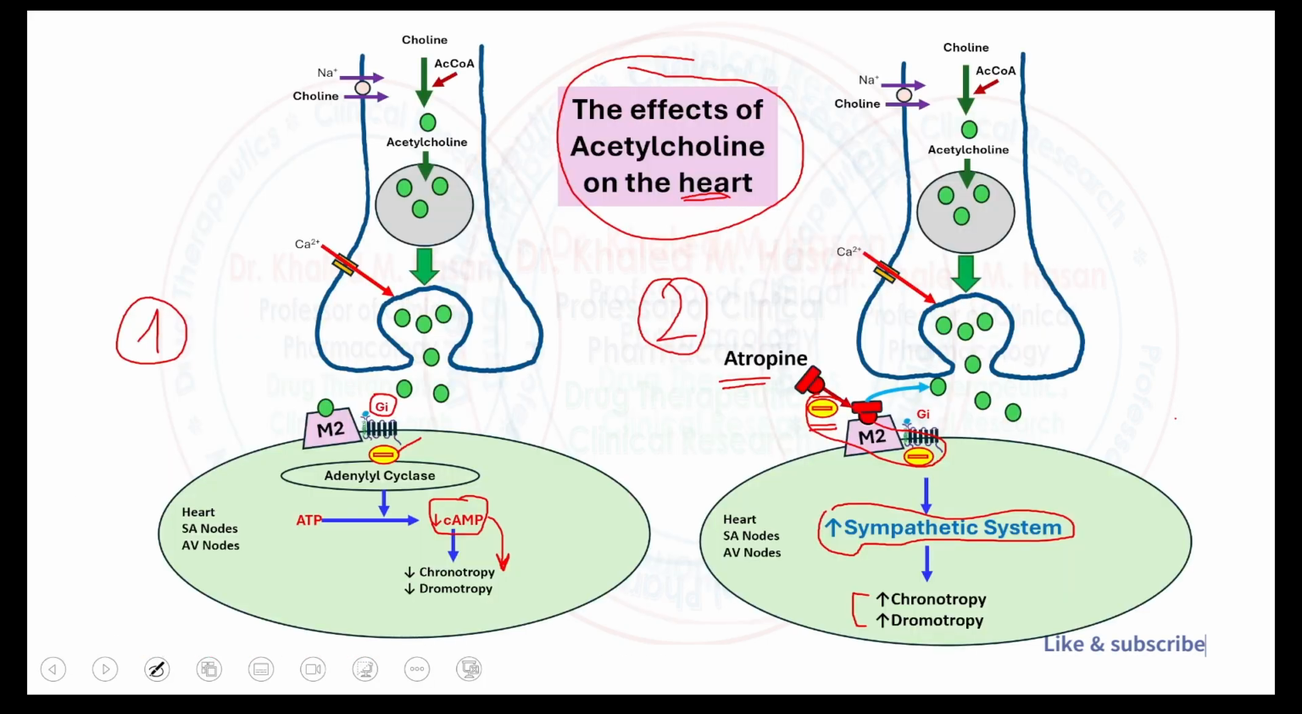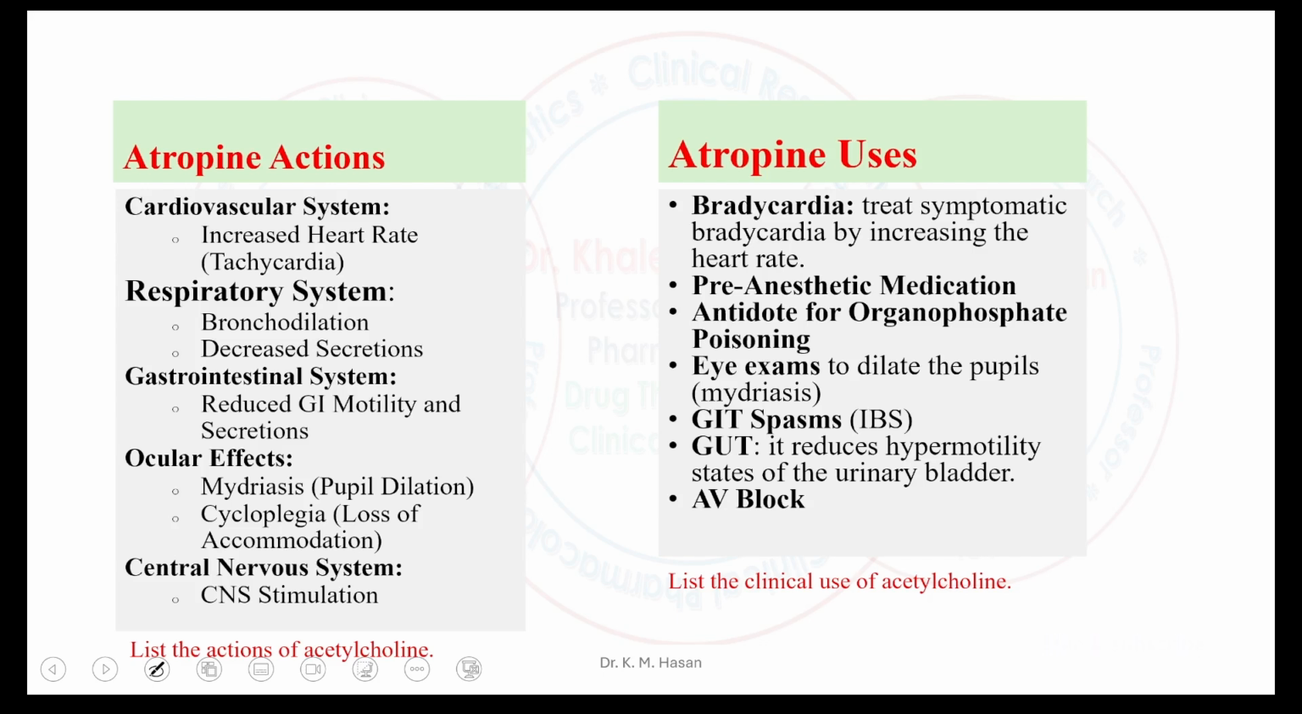Okay, so the next slide explains the actions and uses. As you can see here, effect on the heart: atropine causes tachycardia, increased heart rate. Respiratory system: atropine causes bronchodilation and decreased secretion. Gastrointestinal system: decreased motility and decreased secretion. And the eye: mydriasis, cycloplegia, but unable to accommodate, loss of accommodation. So two main effects on the eye, mydriasis and cycloplegia.